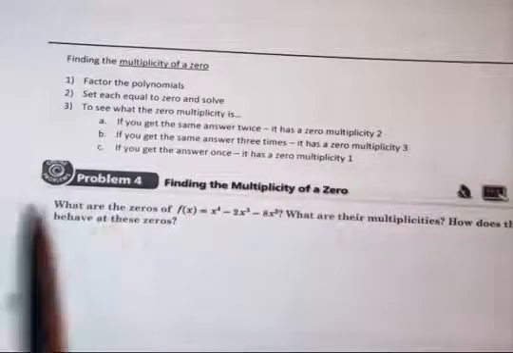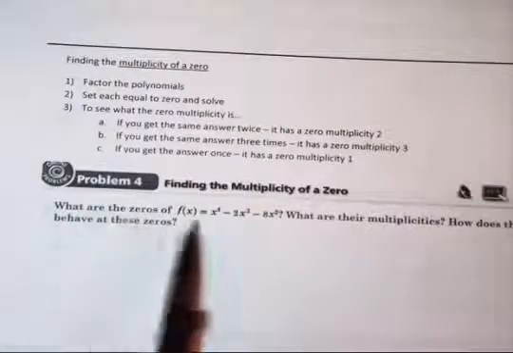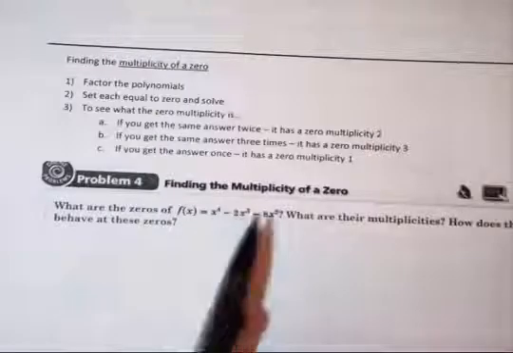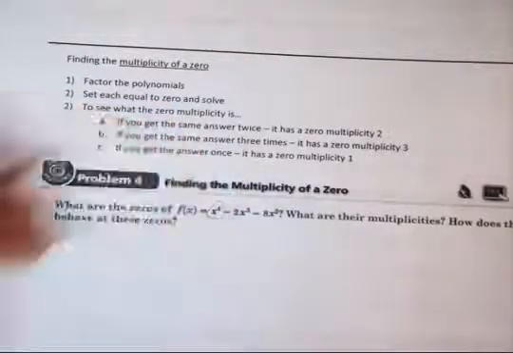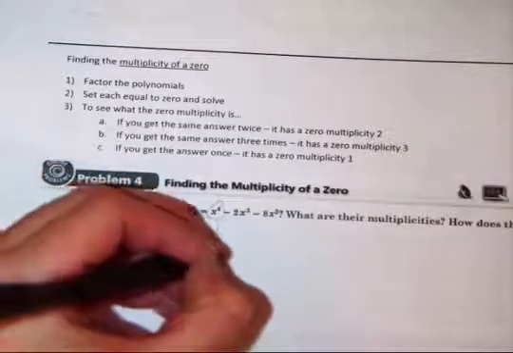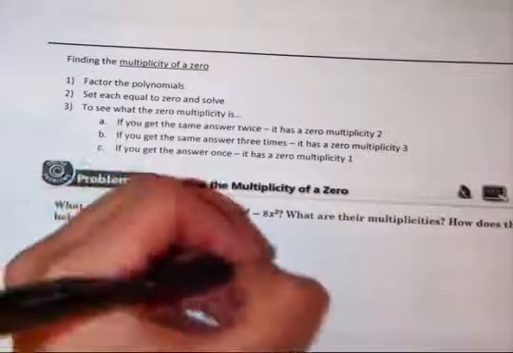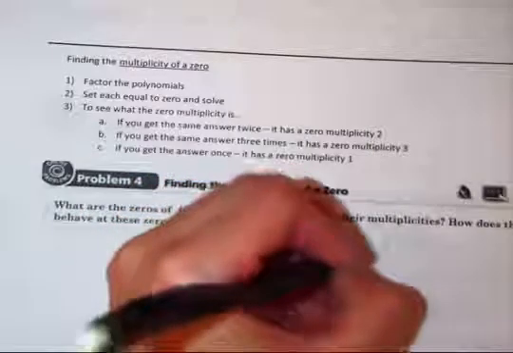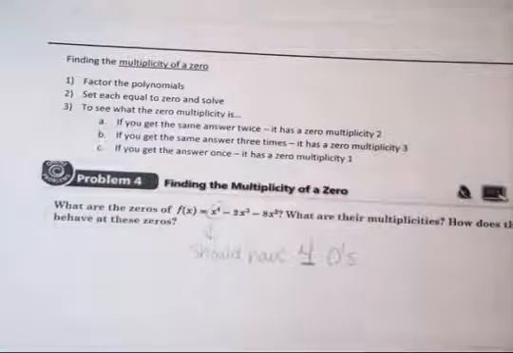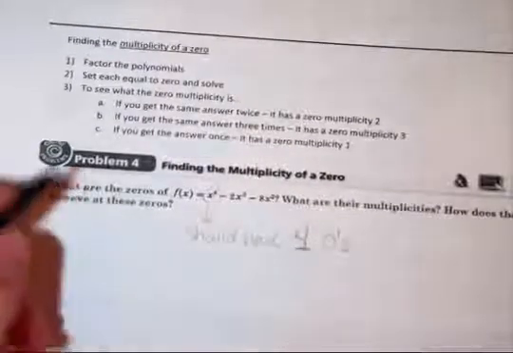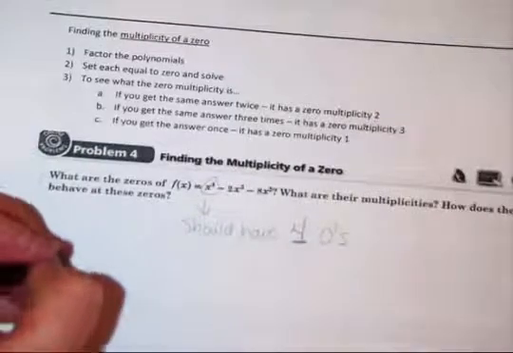So what we want to do is take a look at the example that they give us. We have f of x, or y, equals x to the 4th, and so on. Now you see how it says x to the 4th? Because it's x to the 4th, it should have 4 zeros, okay? So what we're going to do is check it out to the best of our ability. So let's factor this.